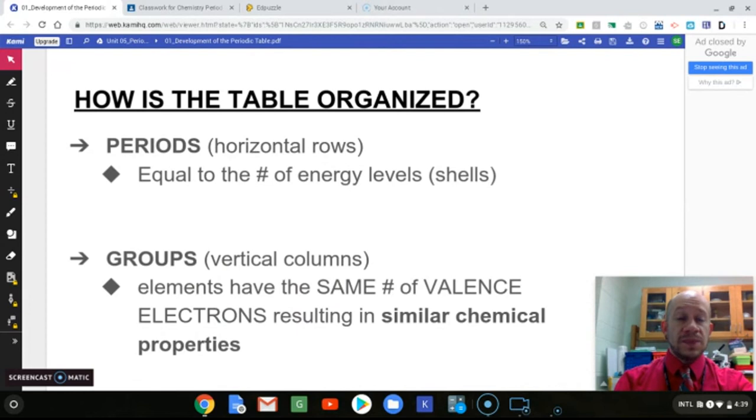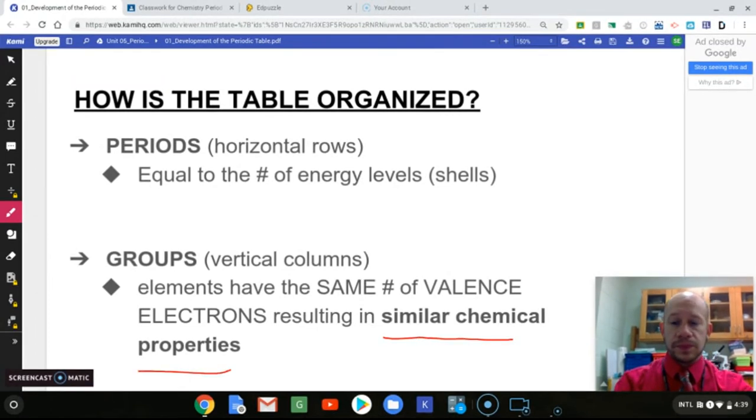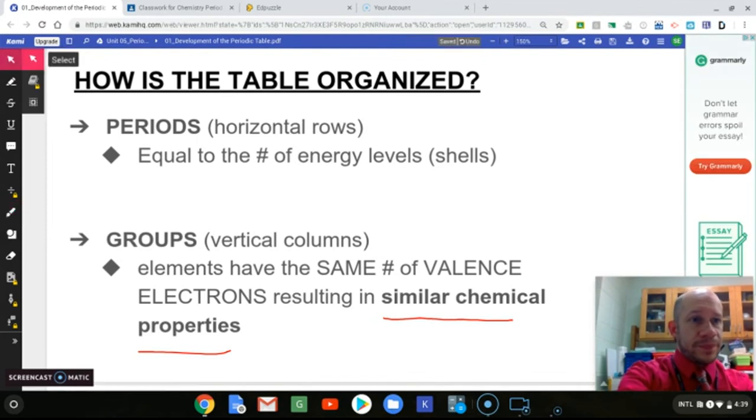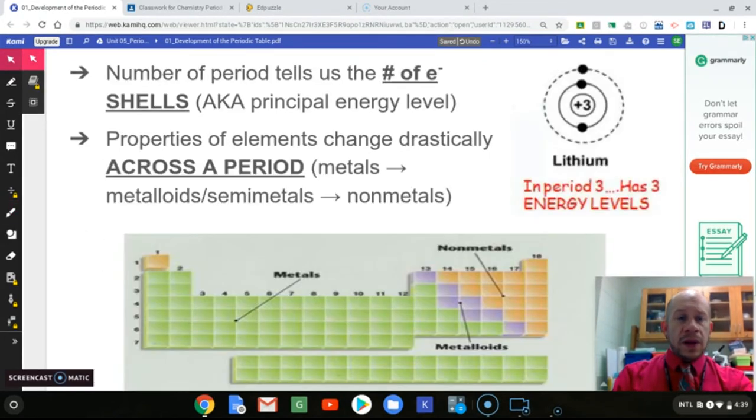So how is the table organized? The periods are the horizontal rows, and this is equal to the number of energy levels or shells that each atom has. The groups are the vertical columns, and elements in groups have the same number of valence electrons, which results in similar chemical properties. So that's a very important fact. The number of periods tells us the number of electron shells, otherwise known as the principal energy levels.